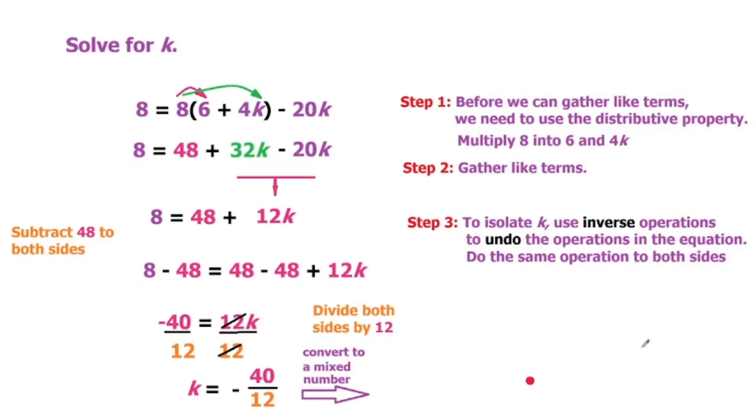We can convert this to a mixed number. It equals negative 3 and 4 over 12. Well, 4 over 12 can be reduced a little bit further, right? It becomes negative 3 and 1/3. And that's all there is to that problem.